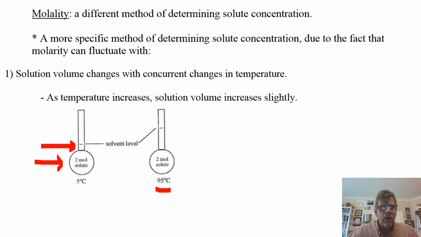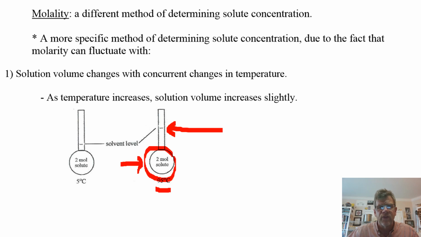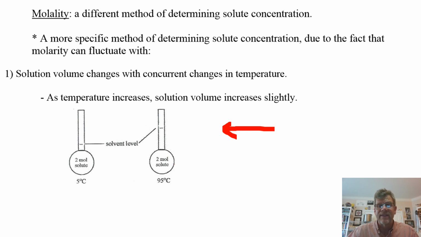So going between 5 degrees Celsius and 95 degrees Celsius, it's still the same 2 moles of solute in there, but look, the volume of the solution would have changed. So no longer would we have a 2 molar solution, 2 moles per 1 liter. Now we would have 2 moles of solute, still 2 moles of solute, but that's greater than 1 liter. So 2 moles of solute divided by greater than 1 liter, that's going to be less than 2 molar. So that can be a problem. It is measurable. It doesn't fluctuate much, but it can be a problem.